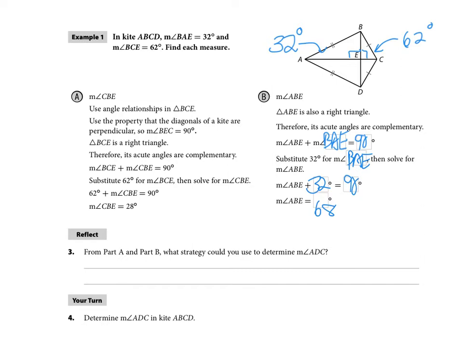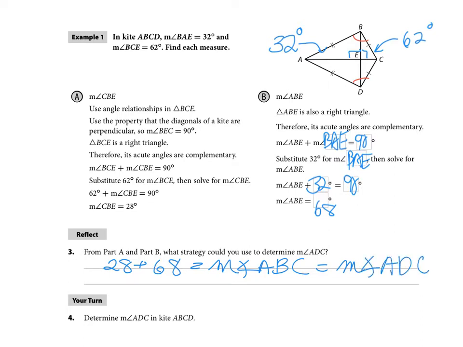Then let's look at the reflect, number 3. It says, from parts A and B, what strategy could you use to determine angle ADC? That's this one down here, ADC. Well, remember, in a kite the opposite angles here and here are congruent, and we just found what those two smaller pieces of that angle were. So 28 plus 68 is the measure of the top angle ABC, but we also know that that's equal to the measure of the bottom angle ADC.